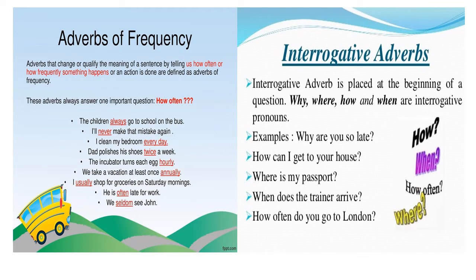Let's look at the next adverb, which is adverbs of frequency. What is adverbs of frequency, children? Adverbs that change or qualify the meaning of a sentence by telling us how often or how frequently something happens or an action is done is known as adverb of frequency. So in other words, these adverbs always answer one important question: how often? Let's look at a few examples to understand it better.